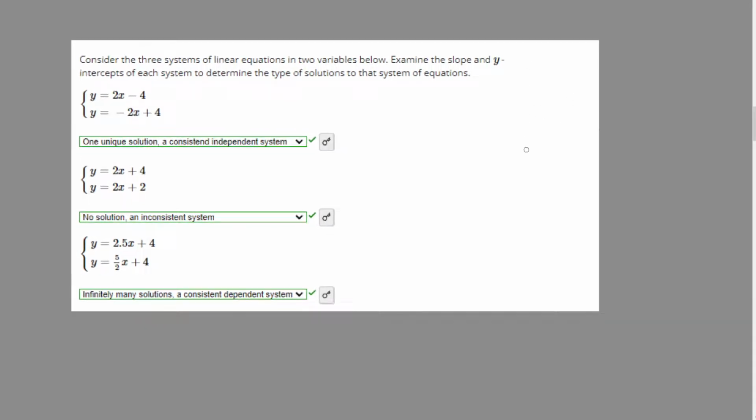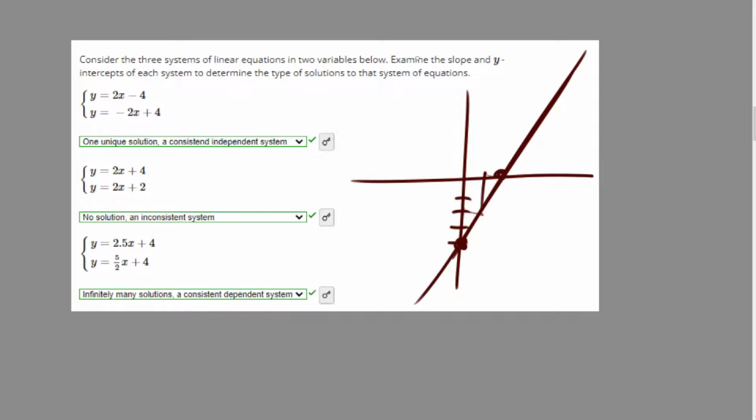Consider the three systems of linear equations in two variables below. Examine the slope and y-intercepts of each system to determine the type of solutions to that system of equations. Now, with this, you can sort of imagine the two graphs. For this one, we have 2x minus 4, so 1, 2, 3, 4 will go about here, and it's going up 2 over 1, up 2 over 1. This is what our first graph is going to look like, and then we have plus 4, 1, 2, 3, 4, and it's basically doing the same but going down now. So this is our graph. It has one unique solution right here where it intersects, which means it's a consistent independent system.